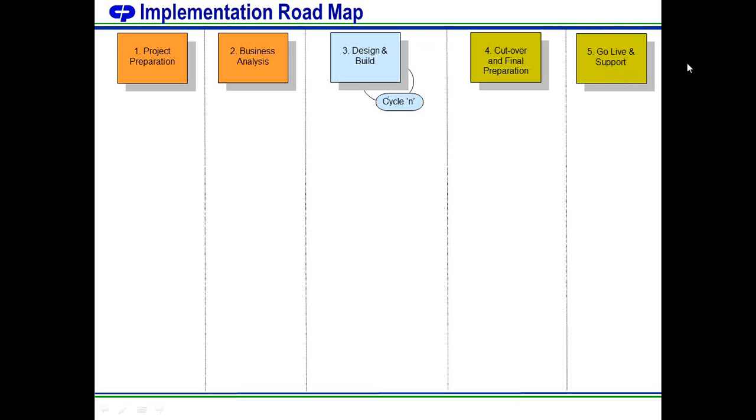What is the roadmap? The ASAP methodology. Project preparation phase or initial phase, one and the same. Next, second phase, business analysis phase or blueprinting phase. The third one, design and build phase or realization phase. Fourth one, cutover and final preparation phase or testing phase. Fifth one, go live and support. So these are the 5 phases. All the implementation partners, whoever implements SAP for their clients, would follow these 5 phases.